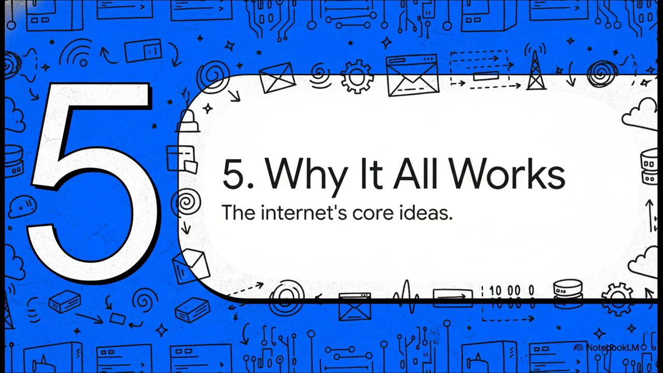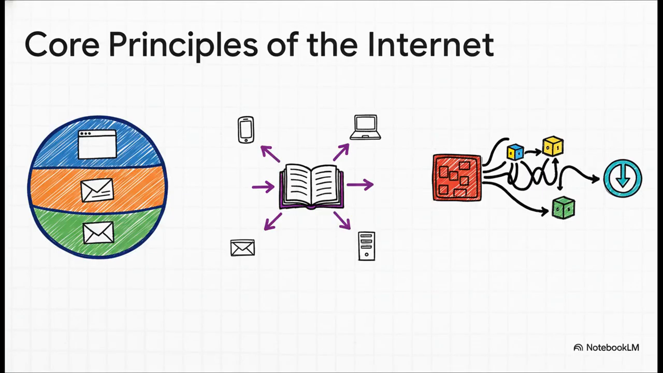So let's take a step back and look at the simple, powerful ideas that make it all possible. So why does it all work so well? It really boils down to three simple but totally powerful ideas. First, that layered architecture we talked about, where you break a huge problem down into smaller, manageable pieces. Second, open standards. All the rules are published for free in documents called RFCs, so anyone can build a device that can talk on the internet. And finally, packet switching. That idea of breaking things up makes the network super efficient and incredibly resilient.